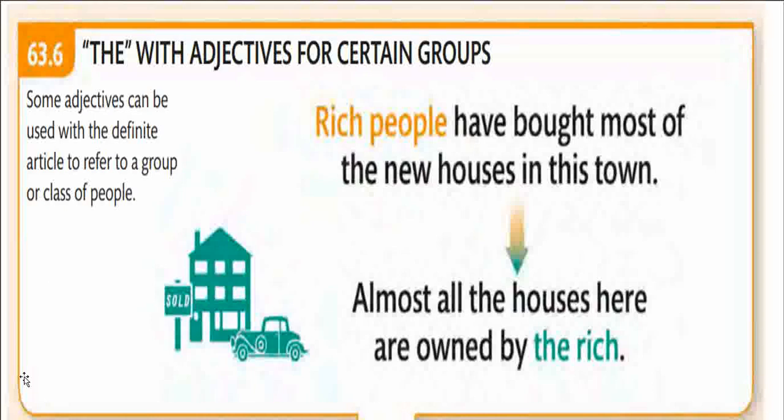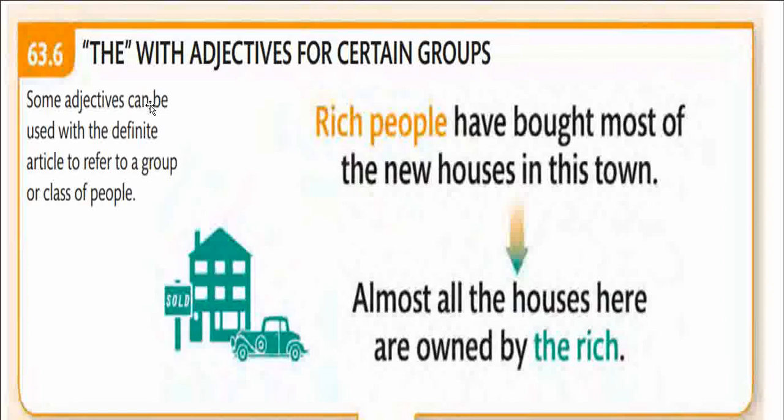Let us proceed. The next pointer that we have is 'the' with adjectives for certain groups. Now, some adjectives can be used with a definite article to refer to a group or class of people. Now, what kind of adjectives? Let us first see certain adjectives and then we will try changing it to a class of people and use 'the' before it.